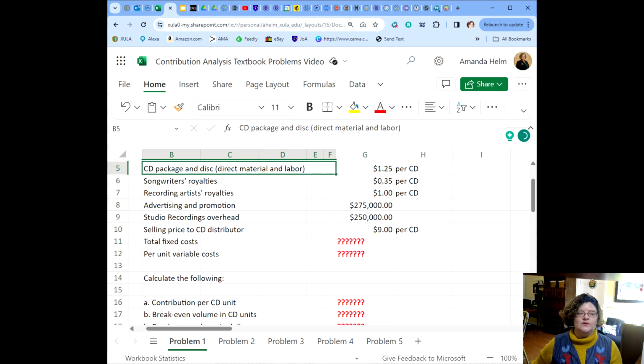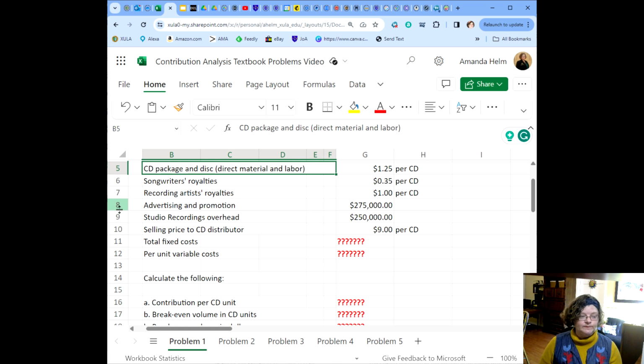Okay, let's take a look at problem 1 as an example. So in problem 1, we are selling a CD. It costs us $1.25 to make each CD, for the CD package and the disc itself. We pay 35 cents per CD in royalties to the songwriter. We spend $1 per CD in royalties to the recording artists, the singers. We have advertising and promotion for $275,000. We have studio recordings overhead for $250,000, and our selling price is $9 per CD to the CD distributor, not the end user.